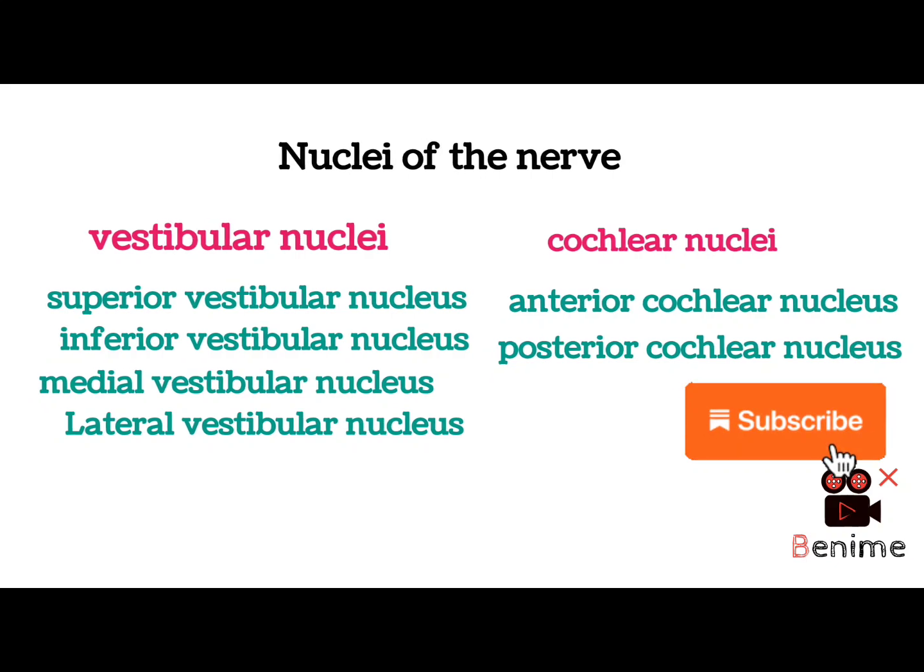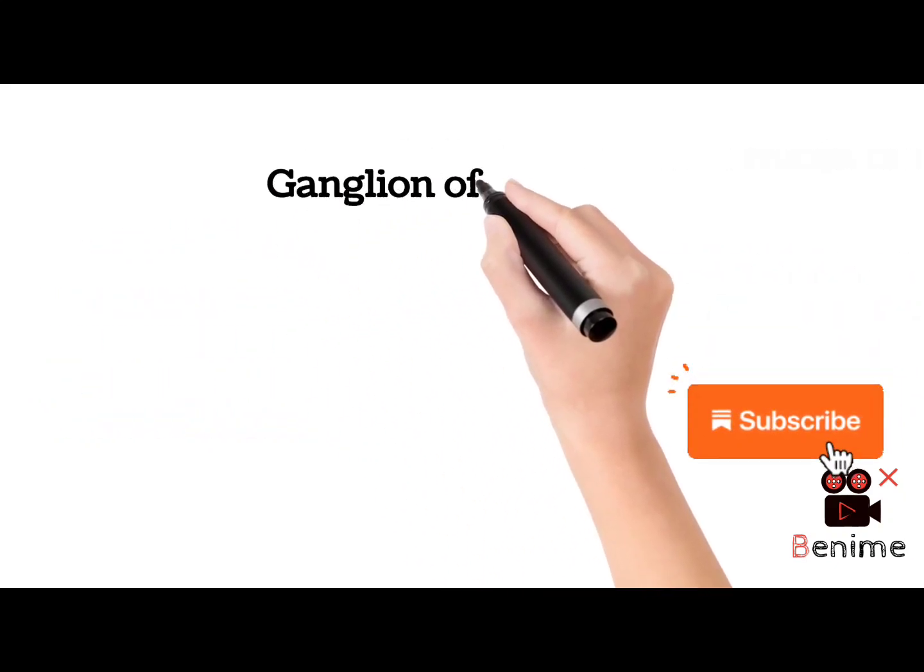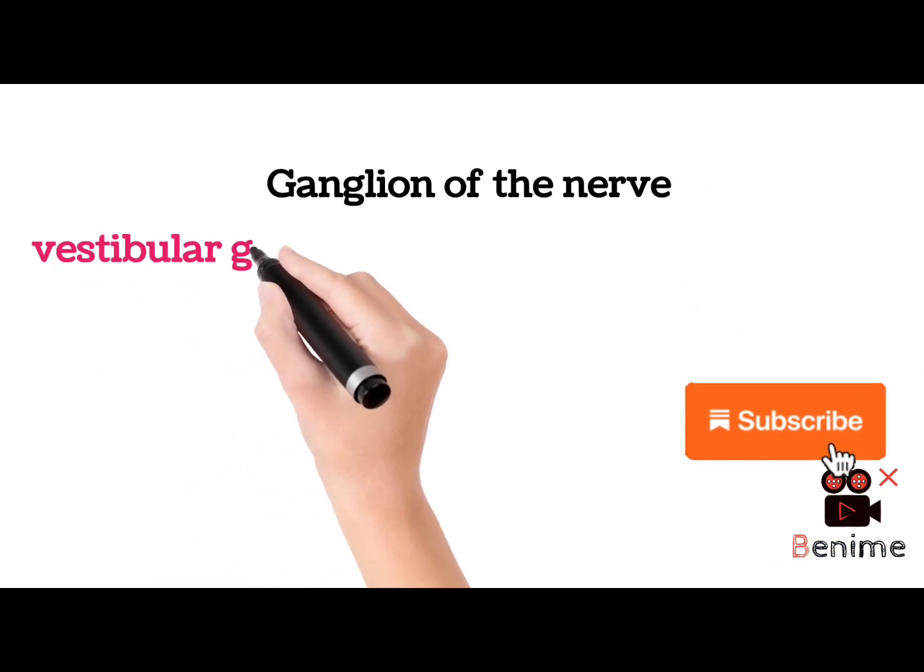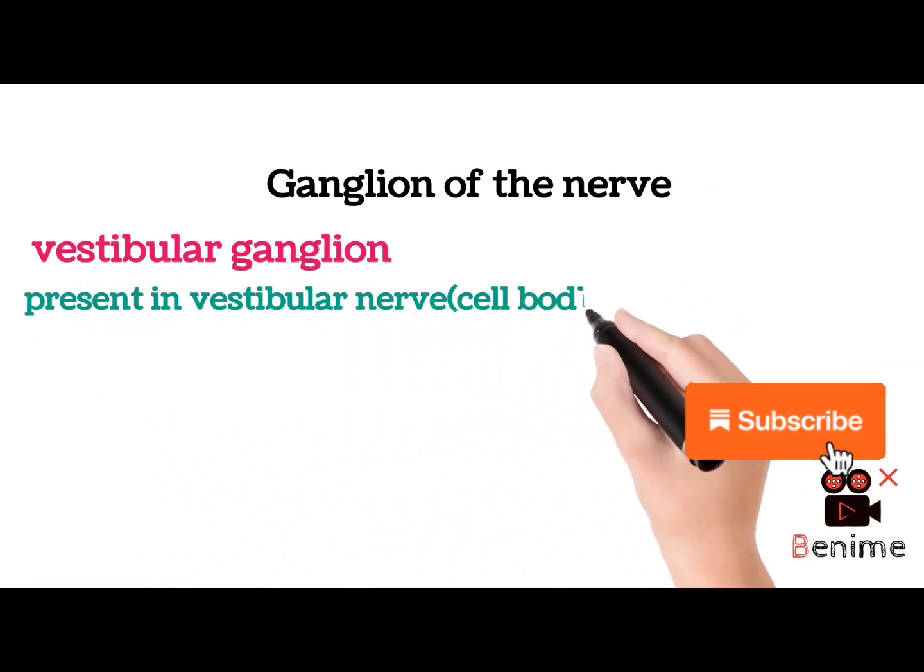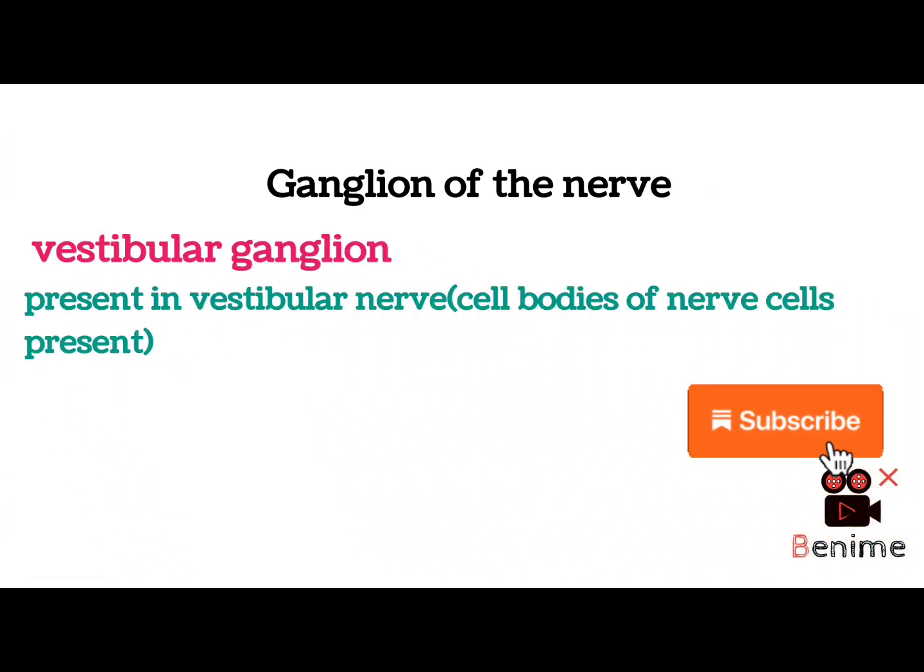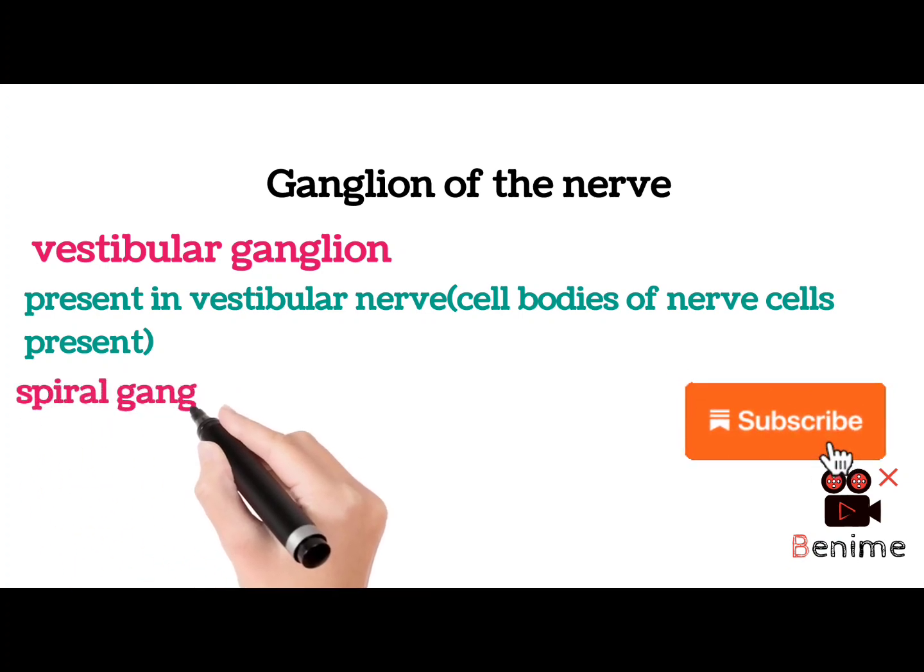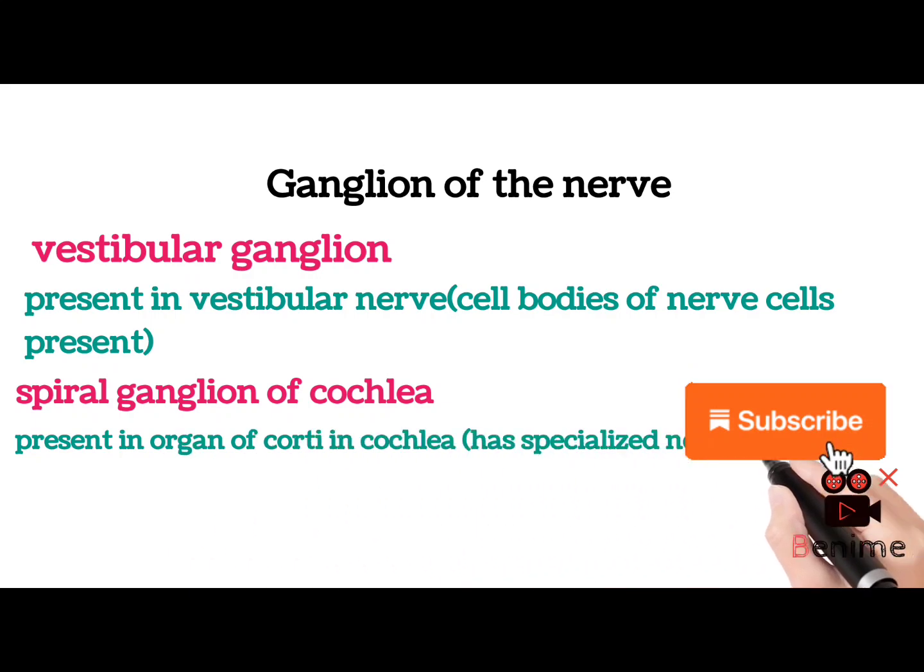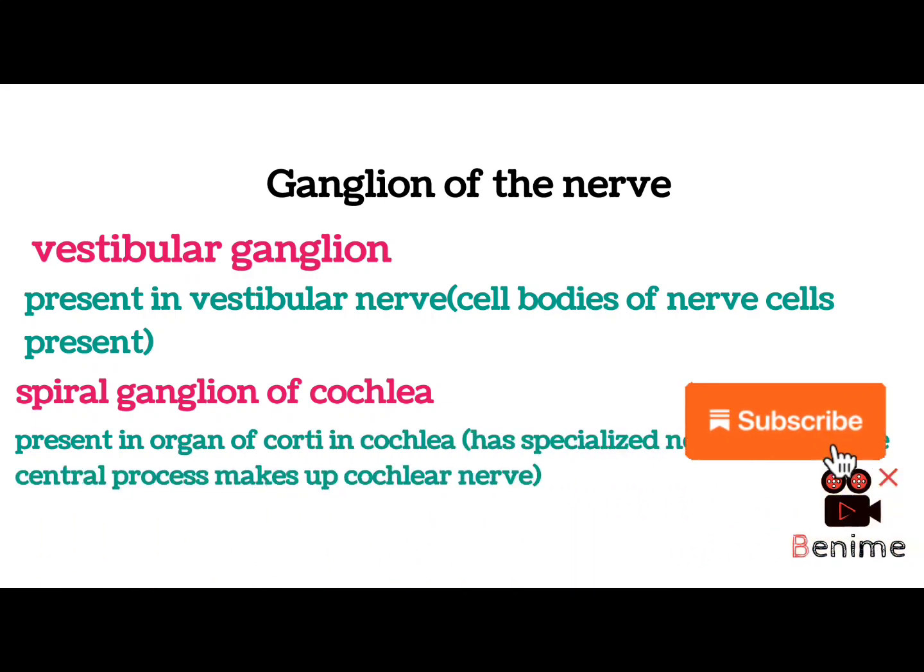The ganglia of the nerves: there is the vestibular ganglion in the course of the vestibular nerve, comprising the cell bodies of the nerve cells, and the spiral ganglion of the cochlea, which is present in the organ of Corti and cochlea and has specialized nerve cells, and these are otolith organs.